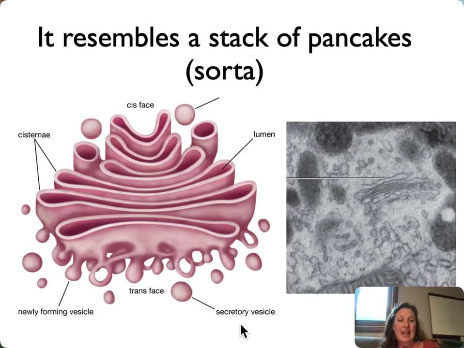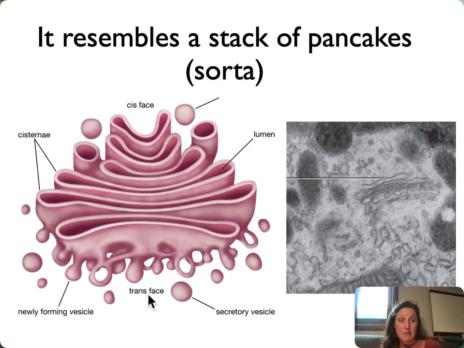Now, people say that the Golgi resembles a stack of pancakes, which takes some imagination, but you can kind of see why. It's just a bunch of flattened sacs, and they get smaller as you move towards the cell membrane, or the plasma membrane, or bigger towards the nucleus.